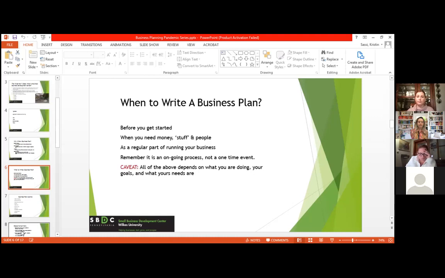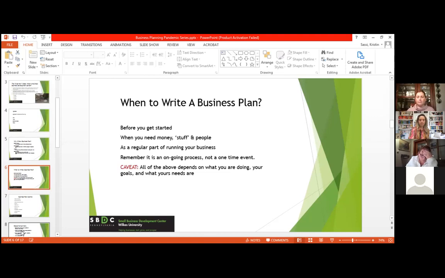If you need money, again, we talked about the lenders. They're going to require you to have a business plan. They won't lend you any money unless your business plan is complete. Again, it should be a regular part of running your business, and again, remember that it's an ongoing process. It's not something that you just let fall by the wayside. It's something that should be visited quite frequently.